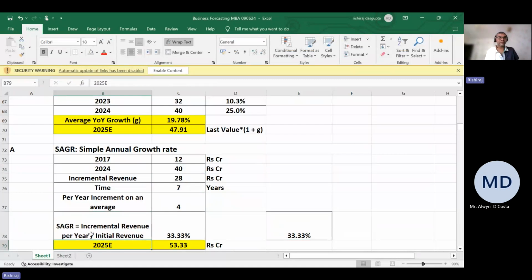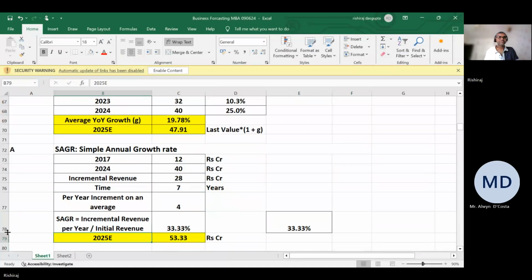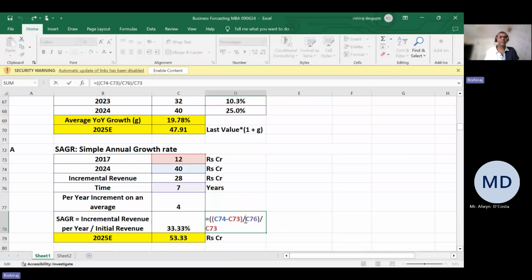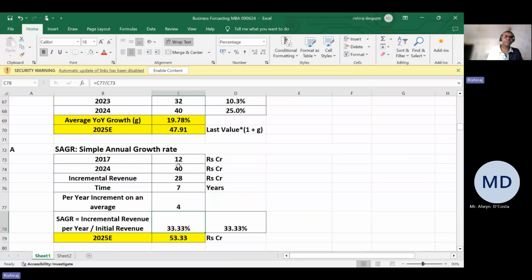Initial revenue. I have corrected it. You can see initial revenue, not the time. So we get 33.33% by applying in a single cell the concept of per year increment divided by initial revenue. We applied it in the single cell and got 33.33%. Here I have shown you step by step, 5 steps.